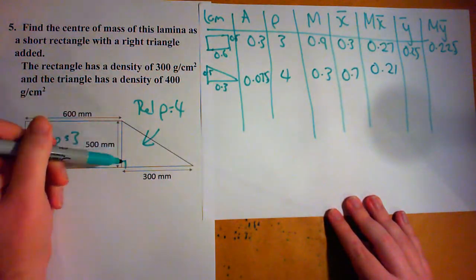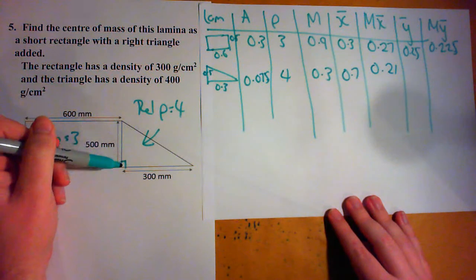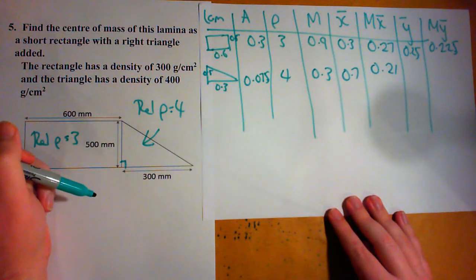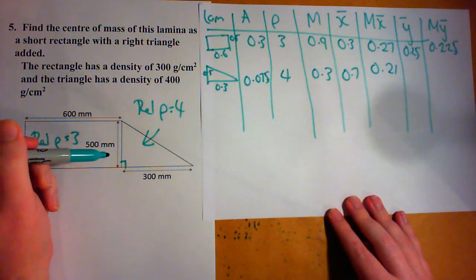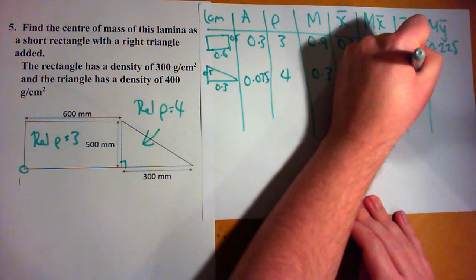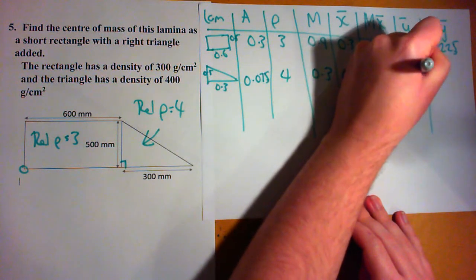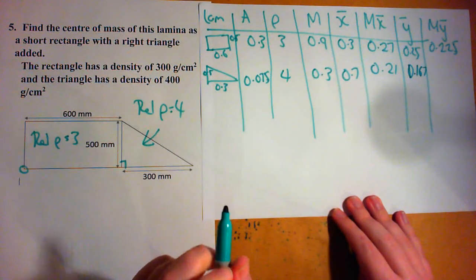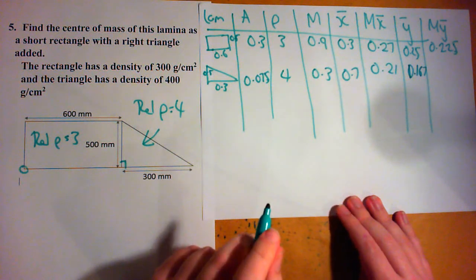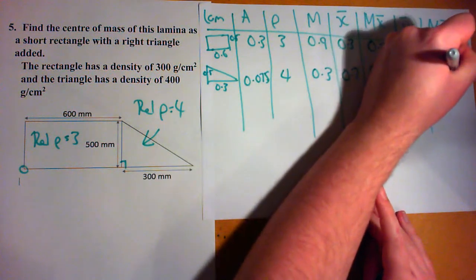And for y bar, it's 1/3 of the way up, because it's a right triangle. Therefore, it's 1/3 of 500, giving us 167, 0.167. We're working in metres. Okay, so m times y bar is 0.3 times 0.167, giving us 0.05.